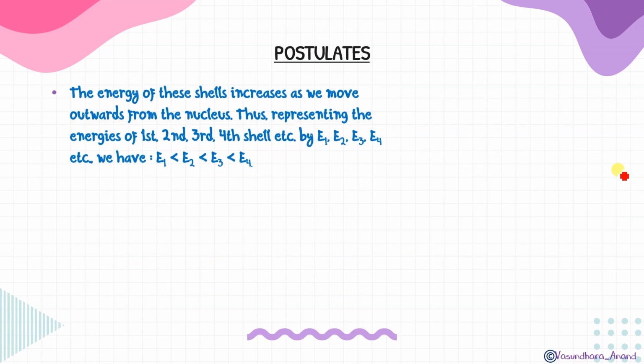Now the other postulates. The energy of these shells increases as we move outward from the nucleus, as I already told you, thus the energies of the first, second, third and fourth shells are represented by E1, E2, E3, and E4. E4 will have the highest energy and E1 will have the lowest energy, as it is closest to the nucleus, while E4 is farthest from the nucleus.